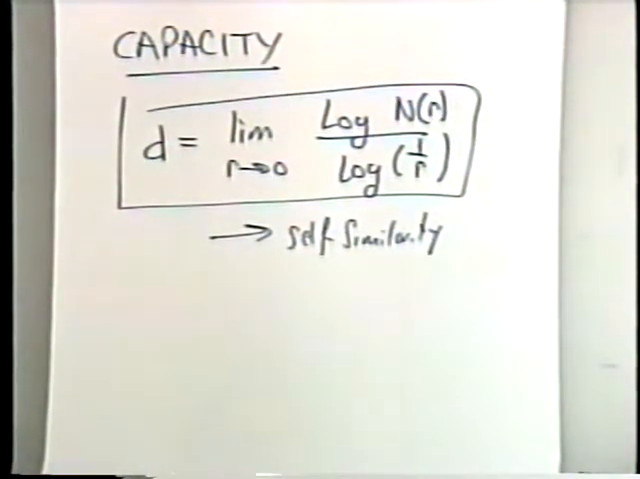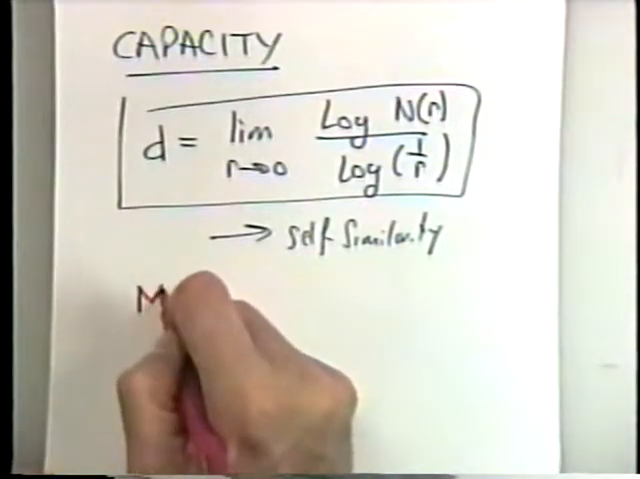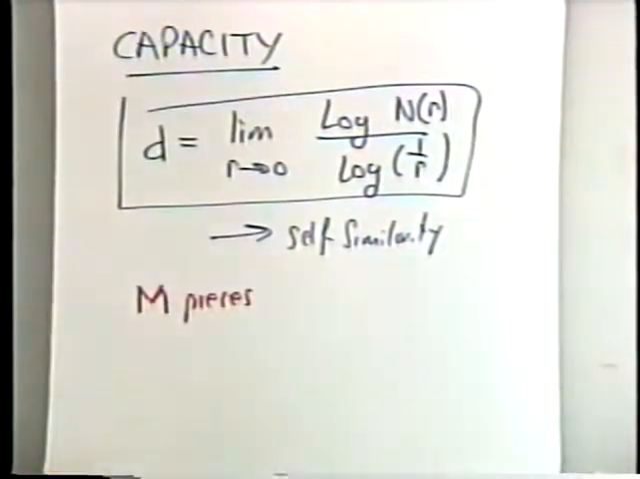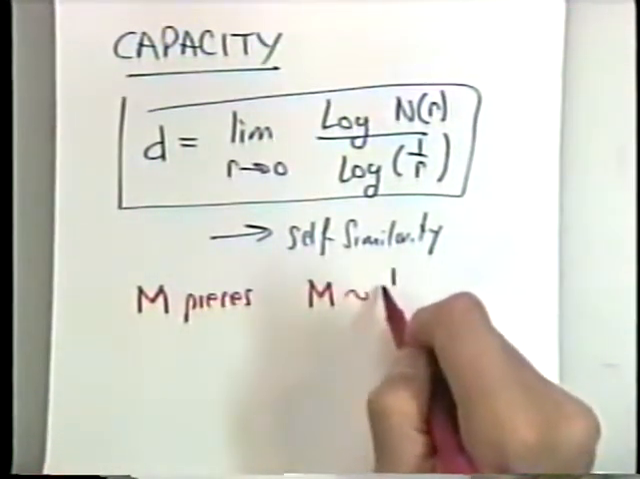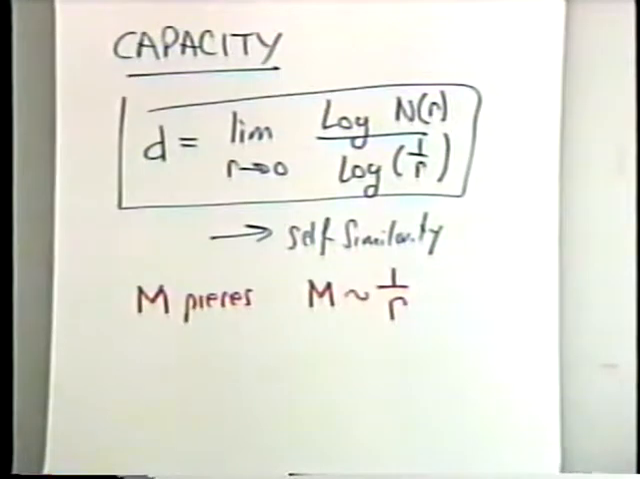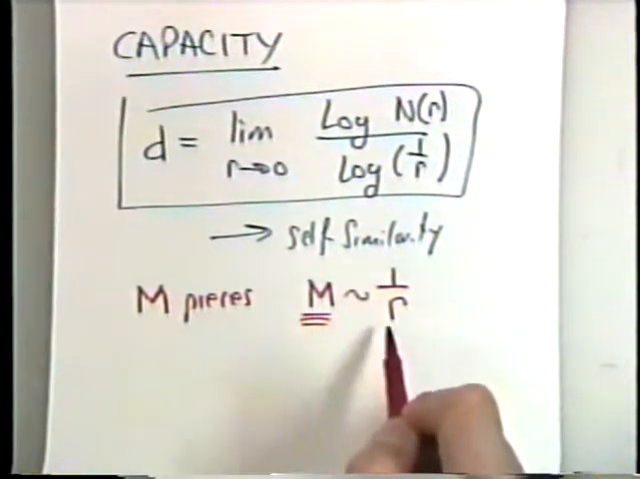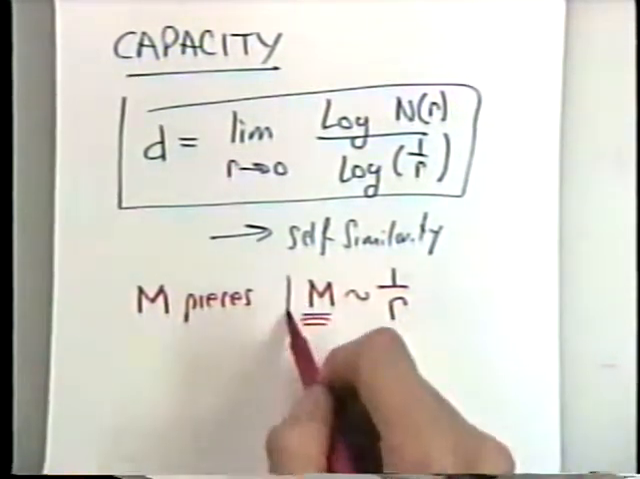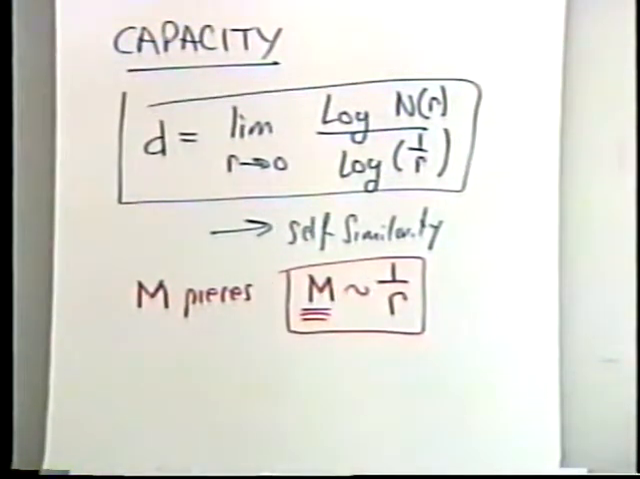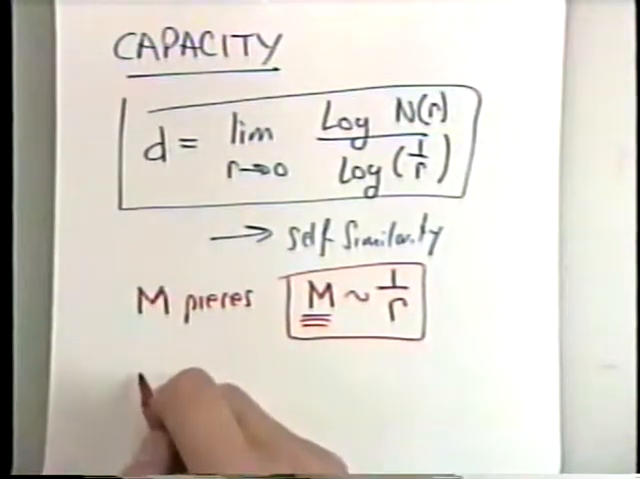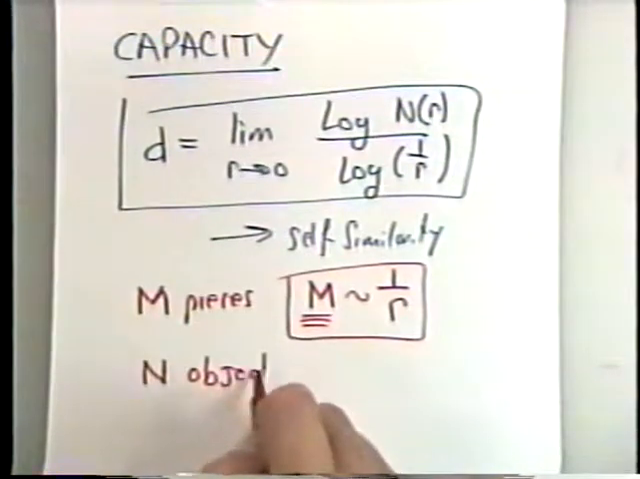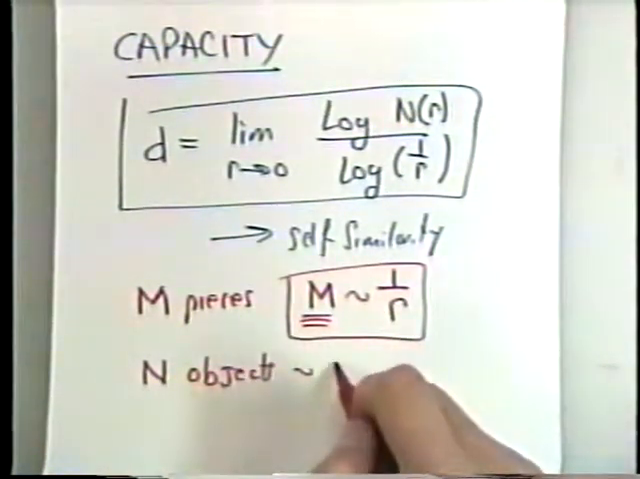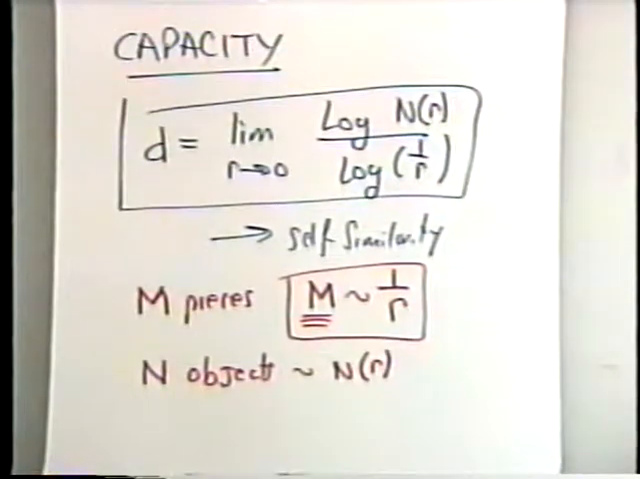In the self-similarity dimension, we took m pieces. Remember, we cut the lines into m pieces. So m, in some ways, is kind of inversely proportional to r. That is, if we cut it in more pieces, it's like going to finer scale. So m is kind of like the inverse of the scale at which we're looking. And we cut the object and we found that there were n objects, and that's kind of like the number of balls needed to cover things, so that's kind of like n of r.